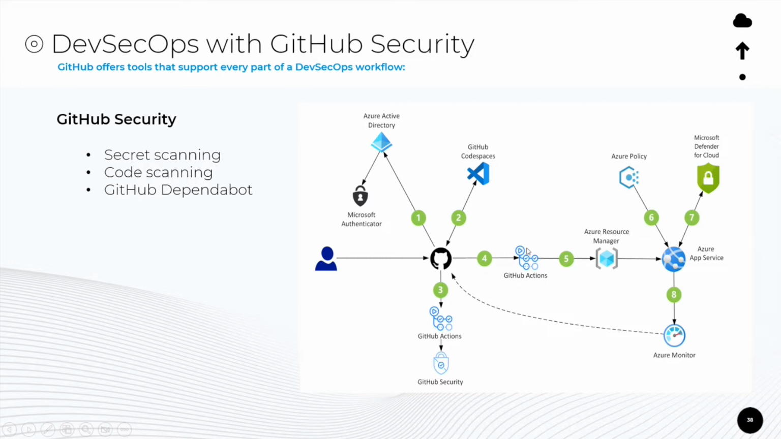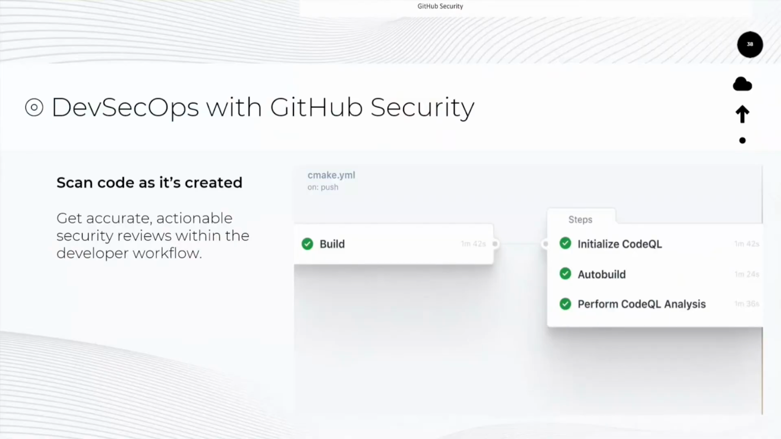And then GitHub Actions is what looks into, for example, your Azure Resource Manager and your templates. You could make use of that and deploy the environment. For example, you deploy an application as an Azure App Service, right? So here is where GitHub will come into the picture, and it will perform the secret scanning, code scanning, and GitHub Dependabot.